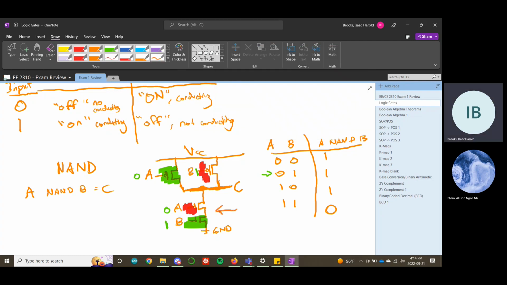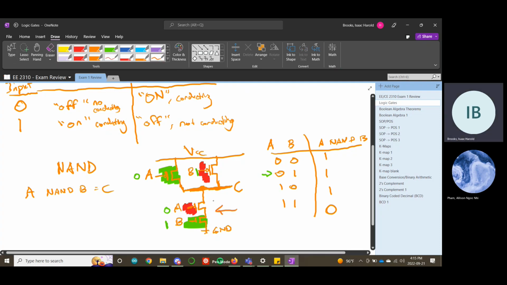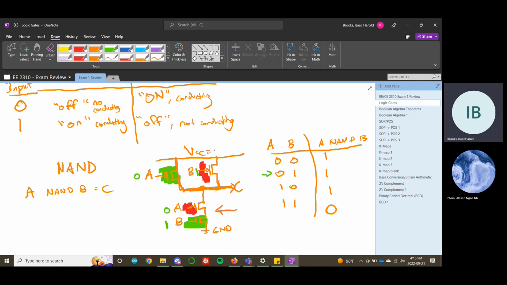We see that this is essentially a break in the circuit. This transistor is not conducting. There's a break here, so this ground cannot access the output C. But where we don't have a break is VCC here, which has a conduction path all the way to the output. So our VCC is like a logic 1. That means our output is directly connected to VCC, and that's why our output is a 1. So in this case, our output is 1.